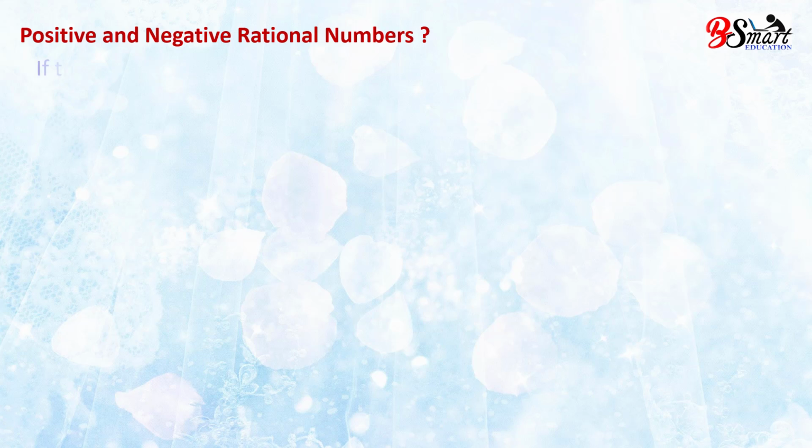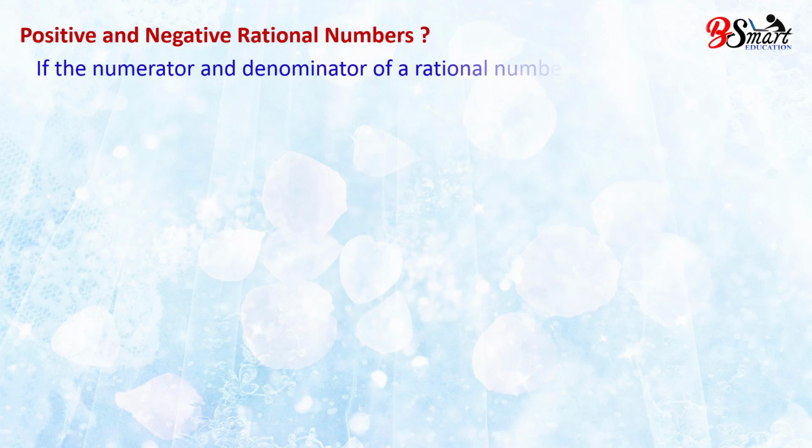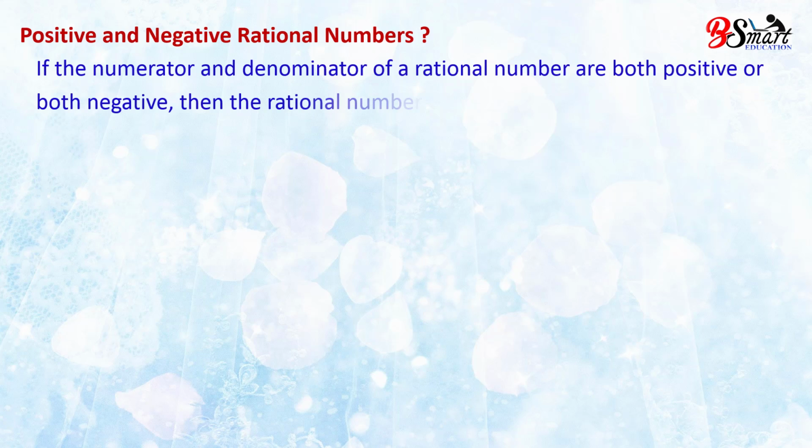The next topic is positive and negative rational numbers. If the numerator and the denominator of a rational number are both positive or both negative, then the rational number is positive. For example, 3 by 5, 2 by 7, minus 12 by minus 19, etc. are positive rational numbers.